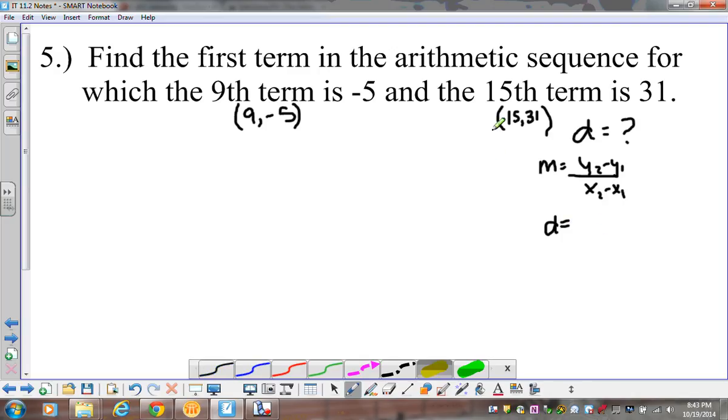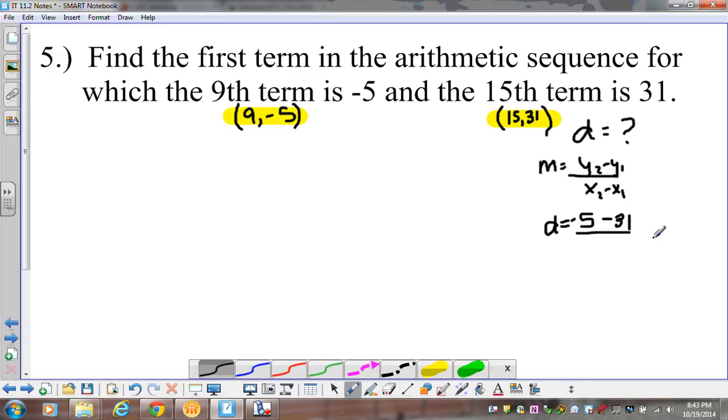If you notice, I've got two sets of coordinates. My ninth term is negative 5, so that's 9 comma negative 5. My 15th term is 31, that's 15 comma 31. So I'm going to use that to find my common difference. So y2 minus y1, we can go negative 5 minus 31, or we can go 31 minus a negative 5. I like to keep from having to change signs, so let's just go negative 5 minus 31.